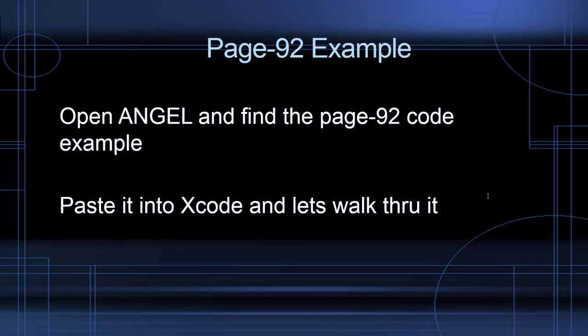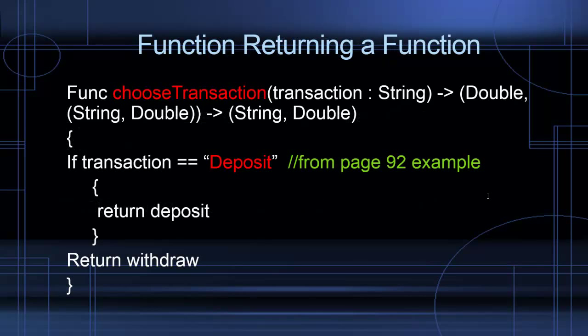Alright, and then in the interest of being tricky, here's a function returning a function. So this is function choose transaction. Now I have to pick what kind of transaction I'm going to do. It's going to accept a name that's going to be a string, and then a value that's going to be a double, and it's going to return a string and a double. Remember in the code that we just looked at, if I put this at the bottom, if transaction equals deposit, run the deposit function. Else it's going to return the withdraw function.